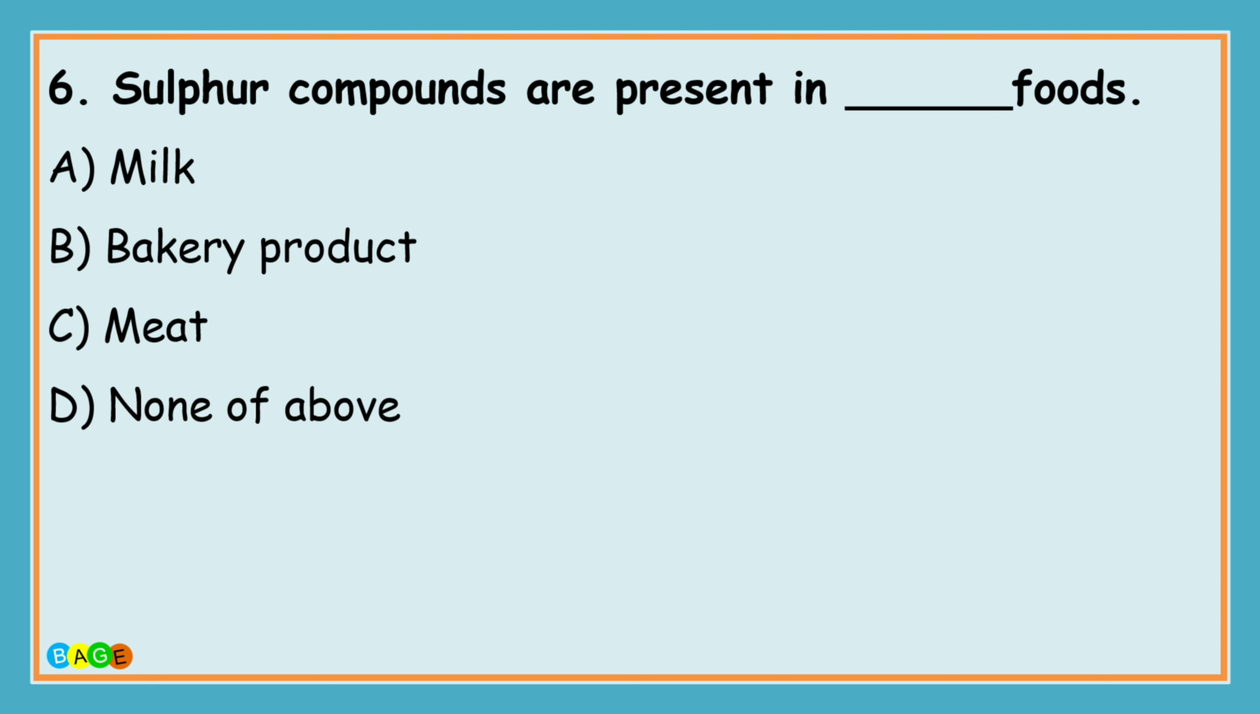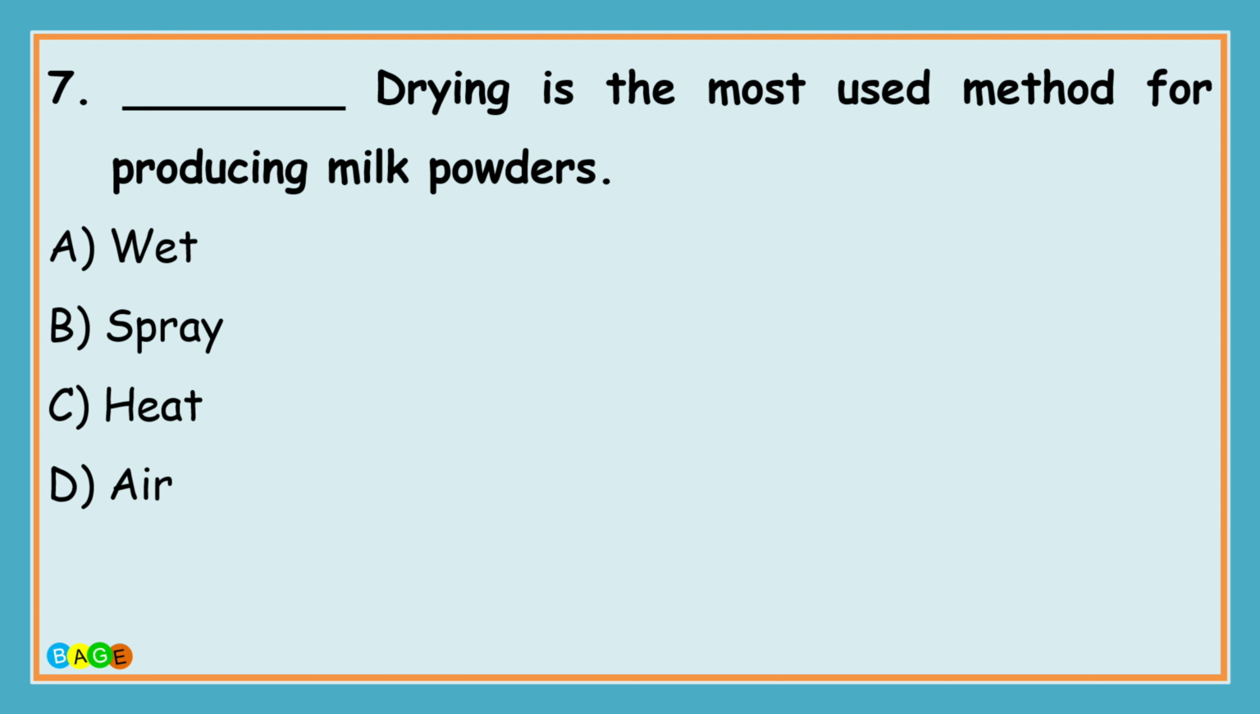Question number 6 is sulfur compounds are present in dash dash dash foods, and the options are A milk, B bakery product, C meat and D none of the above, and the correct answer is option D none of the above. Question number 7 is dash dash dash drying is the most used method for producing milk powders, and the options are A wet, B spray, C heat and D air, and the correct answer is option B spray.